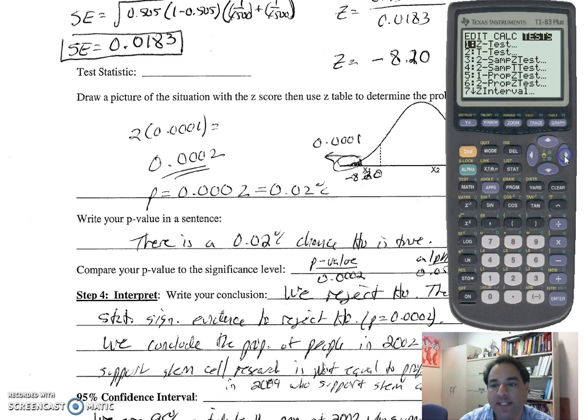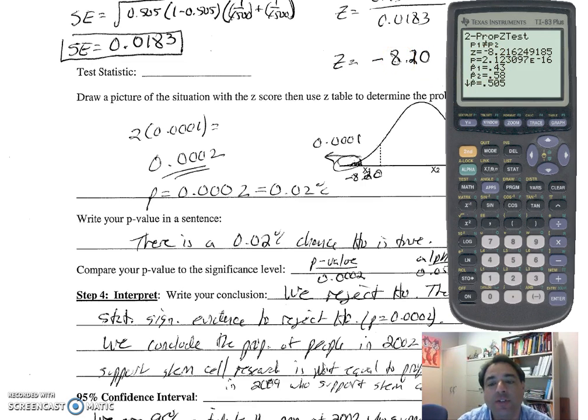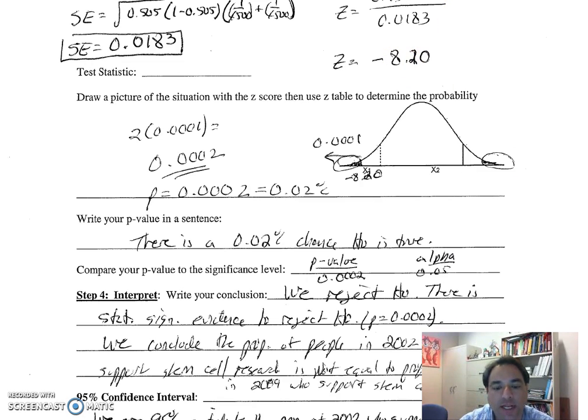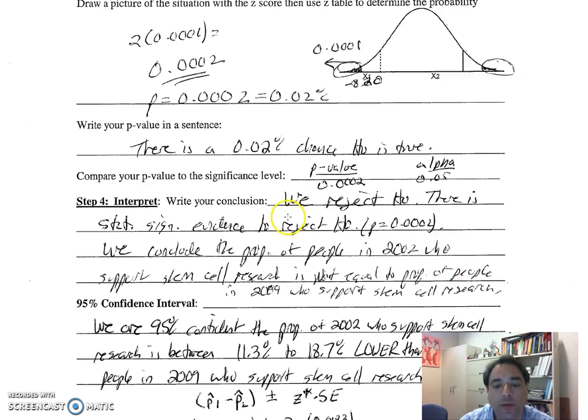If you want to find the exact answer, we go to tests, 2 proportion z-test, number 6. Go to calculate. Your exact p-value is 2.12 e to the negative 16. Don't forget that part there. You move the decimals 16 spaces to the left. Very small. And when the p-value is smaller than alpha, which it definitely is, we reject H0. There is statistically significant evidence to reject H0 because of a very small p-value.